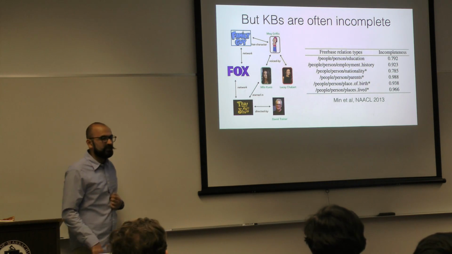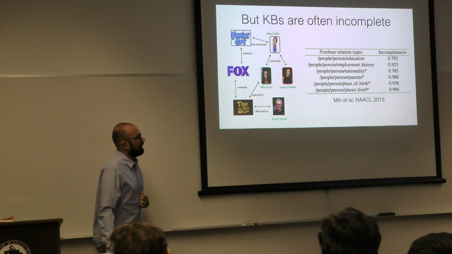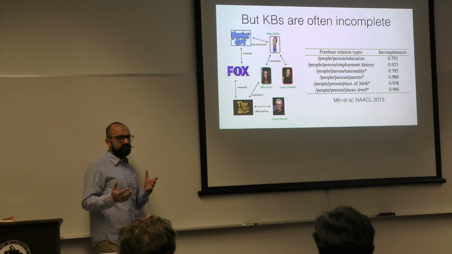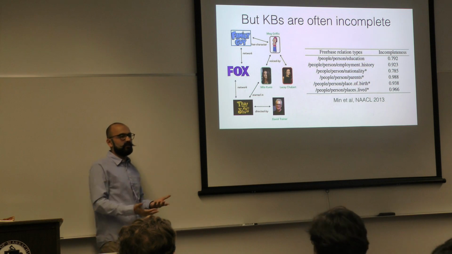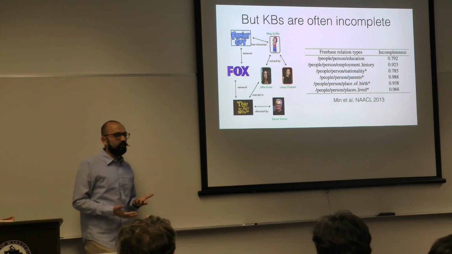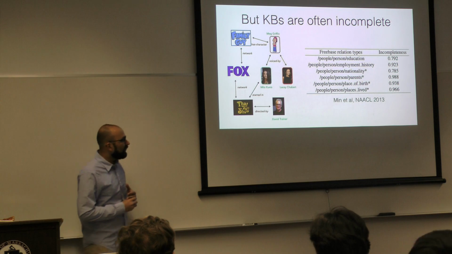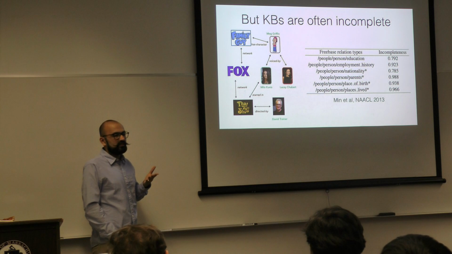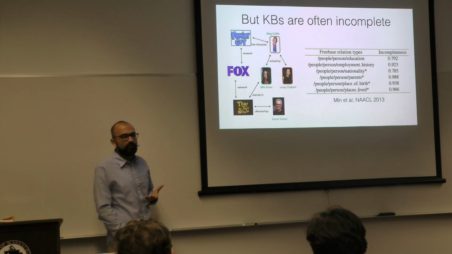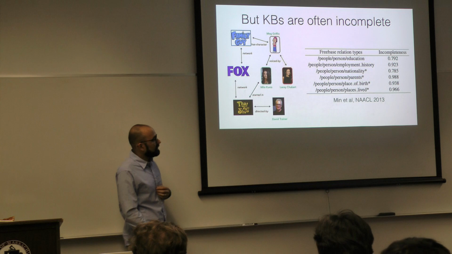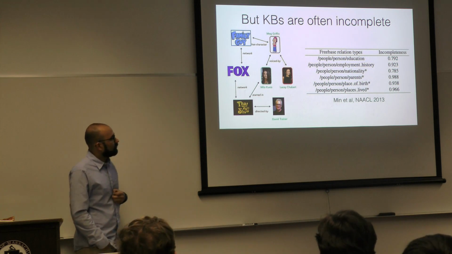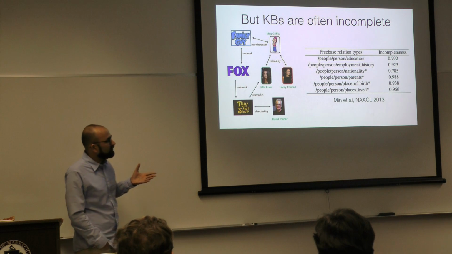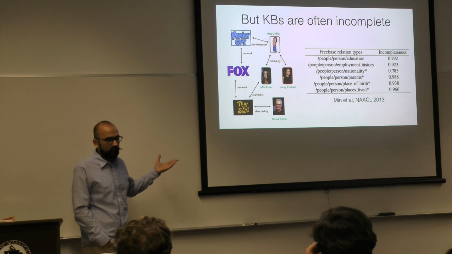Another issue with knowledge bases, which I've discussed a little bit, is that they are heavily incomplete. Incompleteness comes from two sources. One is that a lot of information is just not expressible in the format that knowledge bases support. But even the kind of information which can be populated in a knowledge base, real-world knowledge bases are highly incomplete. They don't actually store all that information. For example, this study from NAACL 2013 shows that in Freebase, around 90% of relations about people are missing.